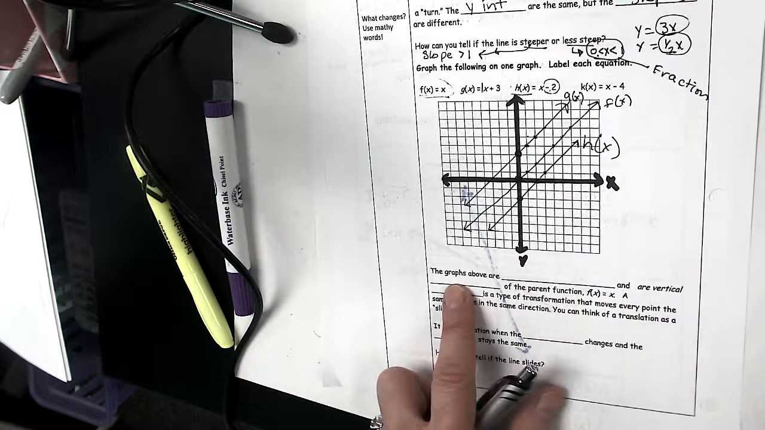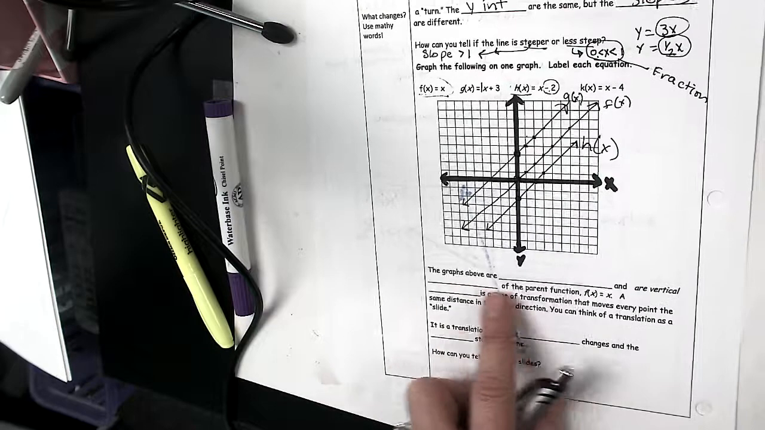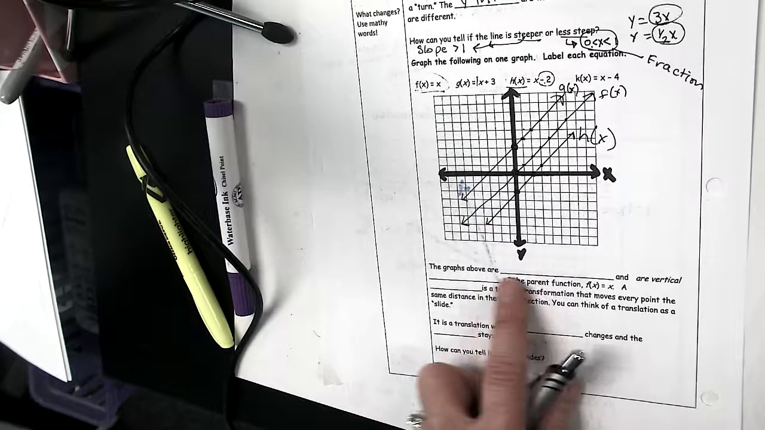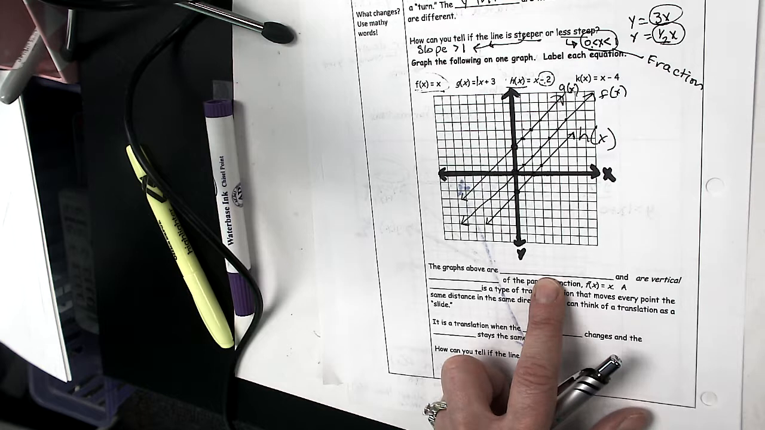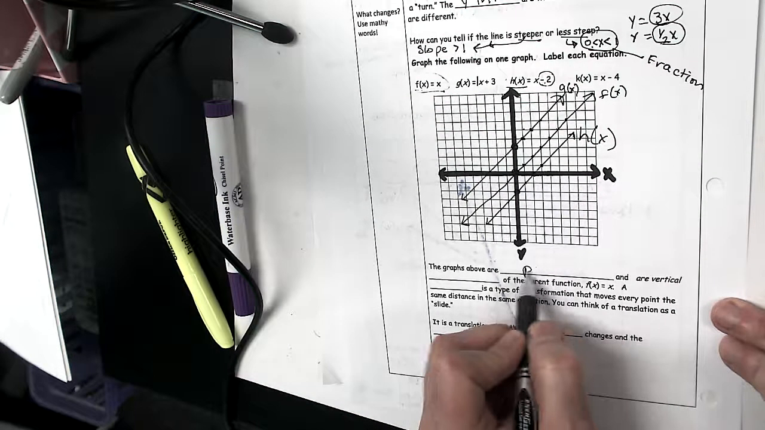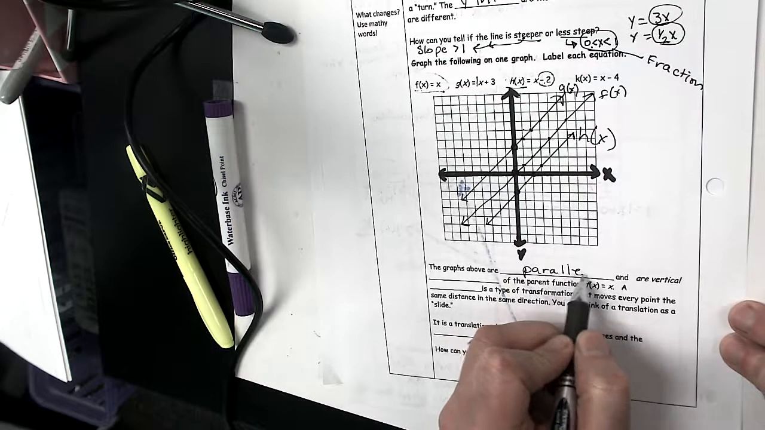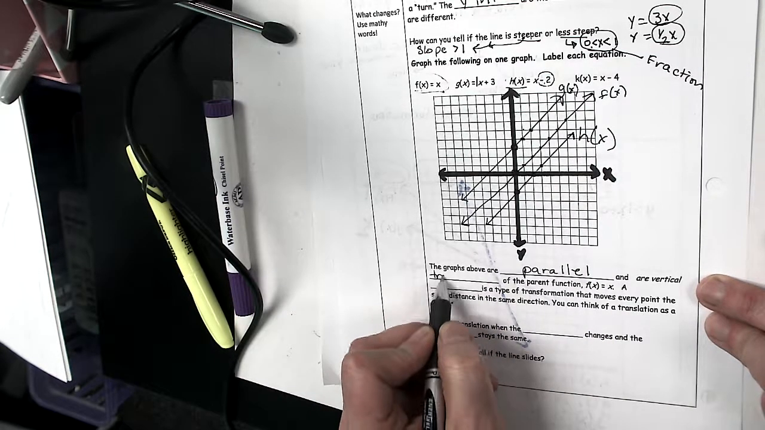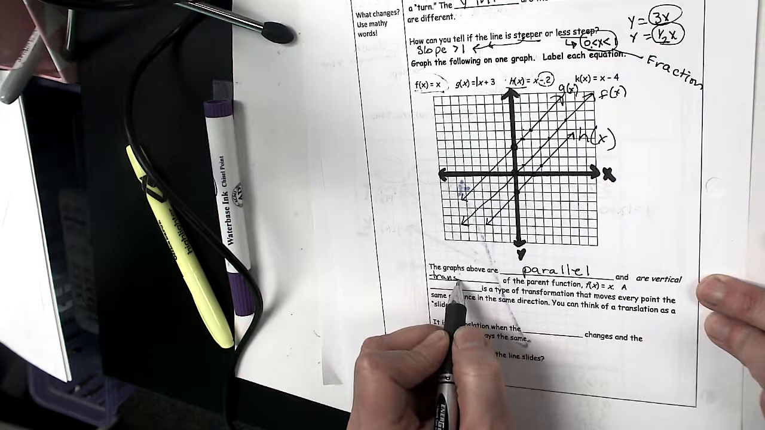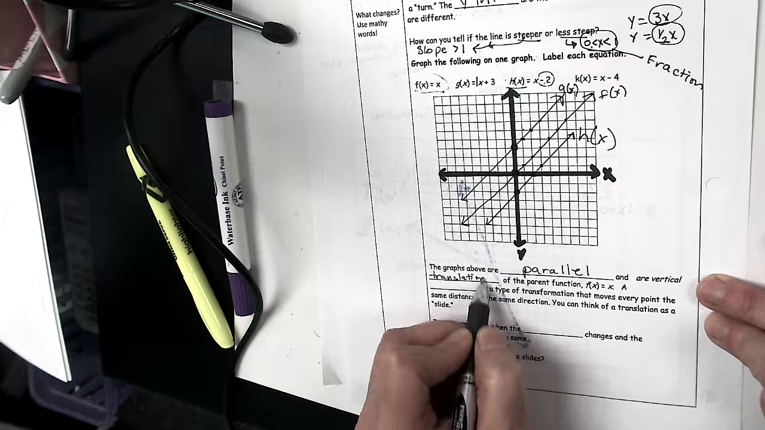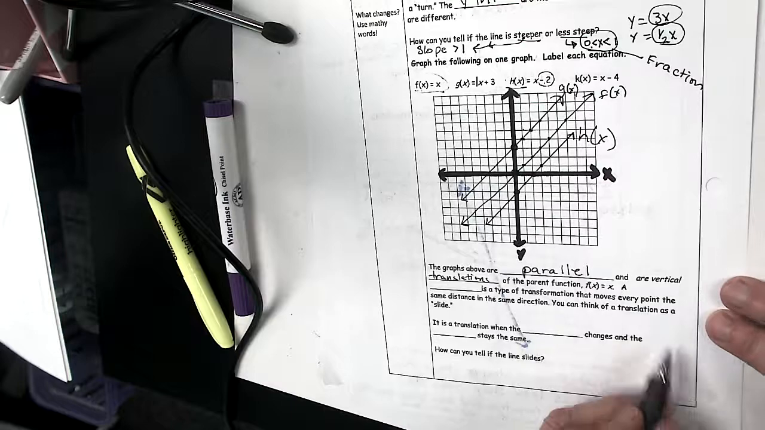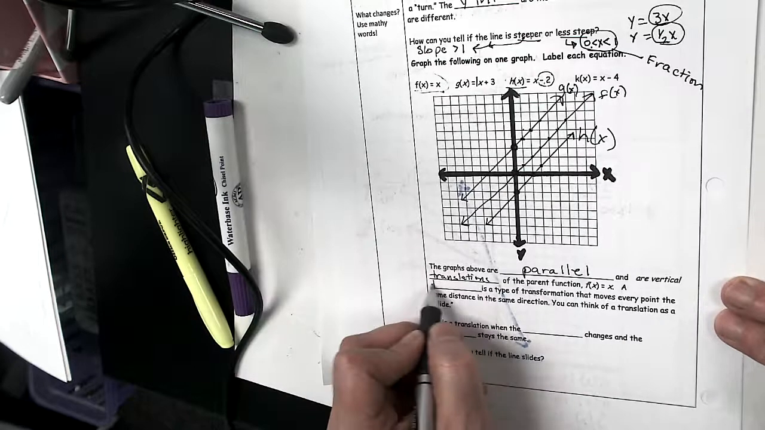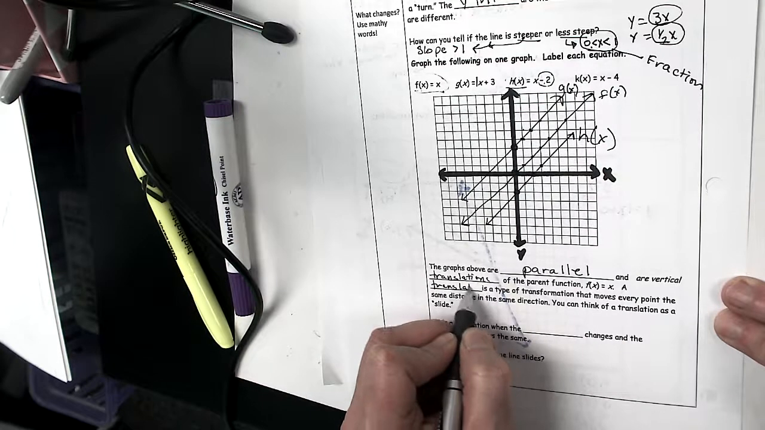A blank translation is a type of transformation that moves every point the same distance in the same direction. You can think of it as a slide. You guys have heard that before, I'm sure. It is a translation when the blank changes and what stays the same? The y-intercept changes and the slope stays the same.